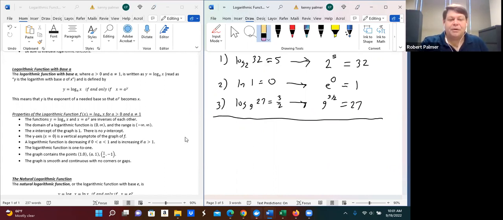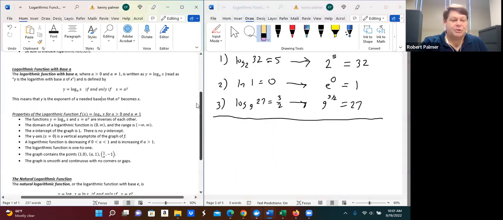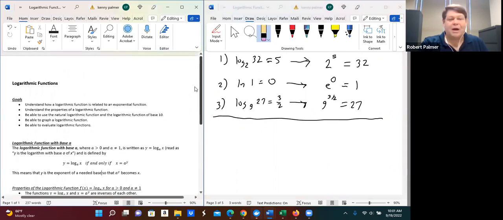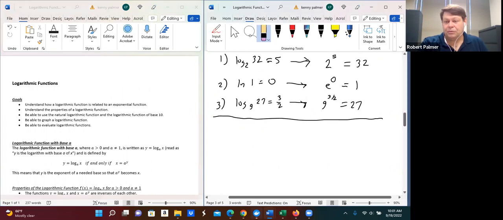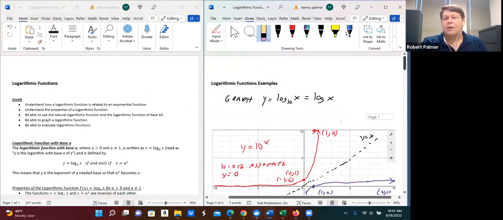So what we learned today are the basic properties of logarithmic functions. We also learned how they're related to exponential functions, and we saw some basic features of their graphs.